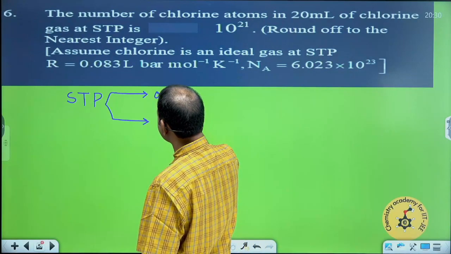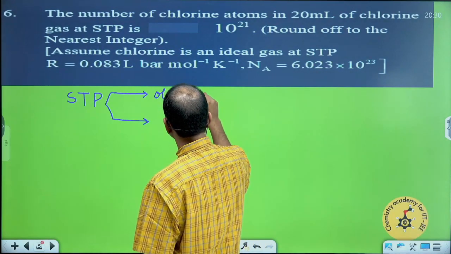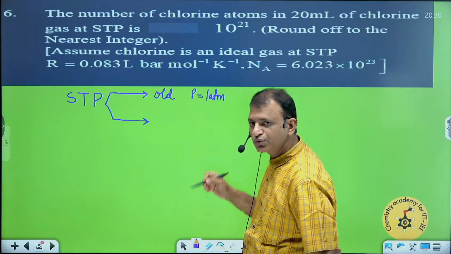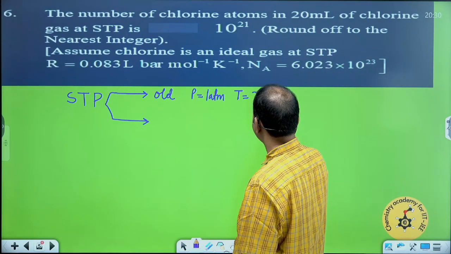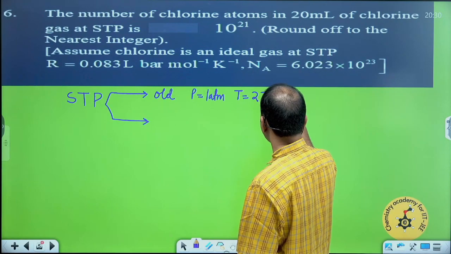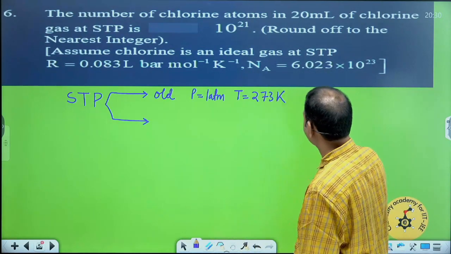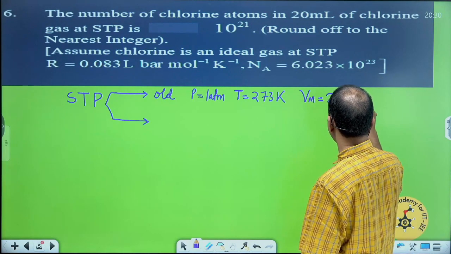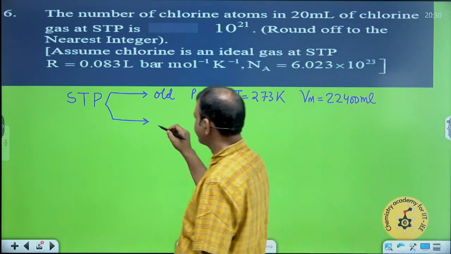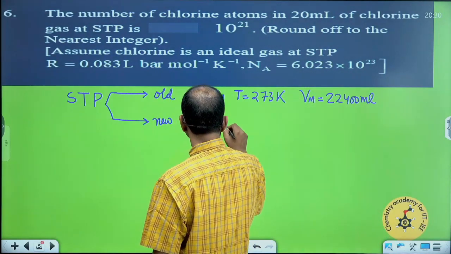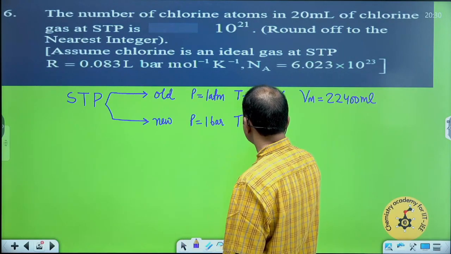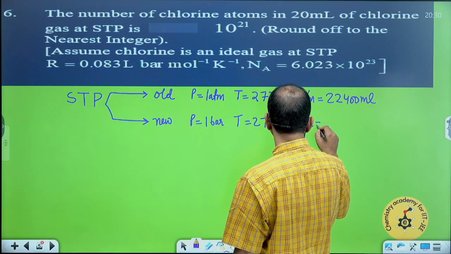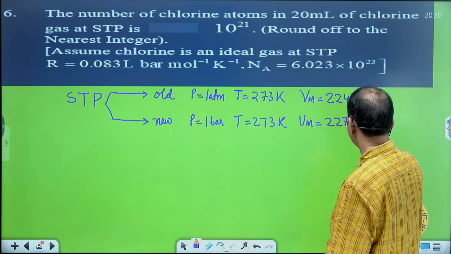ओल्ड कन्वेंशन के हिसाब से अगर हम एसटीपी की बात करें, so the pressure is equal to 1 atm and the temperature is equal to 273 Kelvin, and we know that under this condition if we calculate the volume of 1 mole of an ideal gas, then the molar volume is equal to 22400 ml. New STP condition में the pressure is equal to 1 bar, the temperature is 273 Kelvin and molar volume is equal to 22700 ml, right?